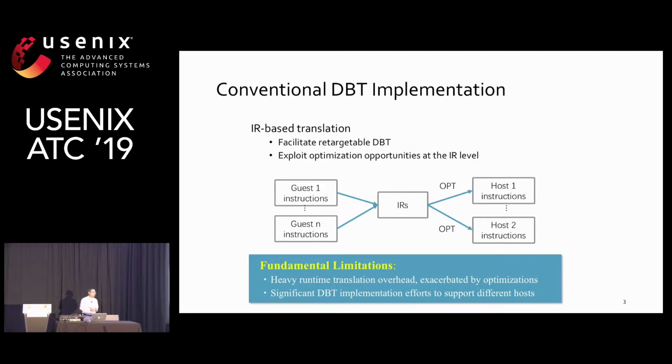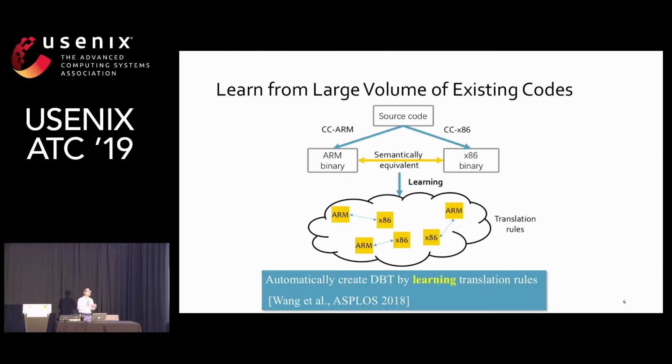Another limitation of this approach is that it requires a significant engineering effort to support different host architectures, because the host-specific optimizations need to be redeveloped to support different hosts. To address these limitations, our previous research work proposed a new approach to automatically learn binary translation rules.